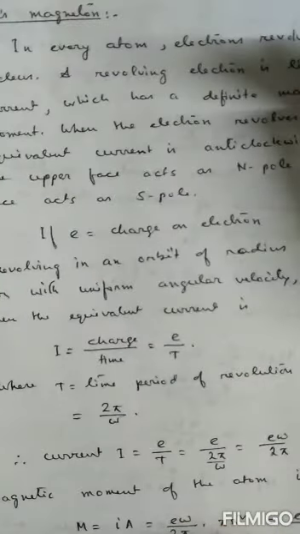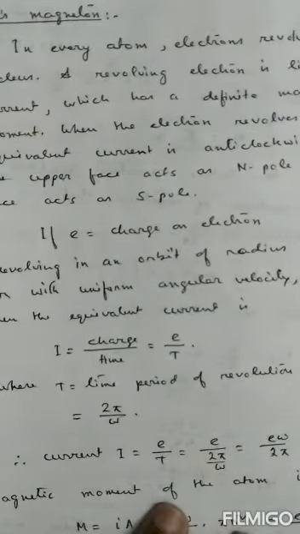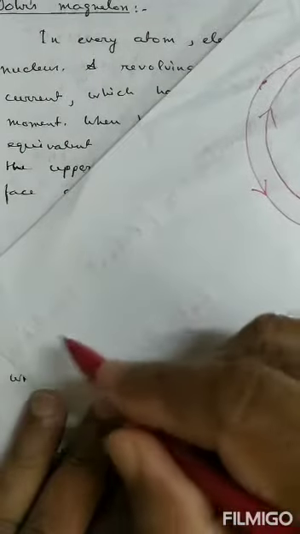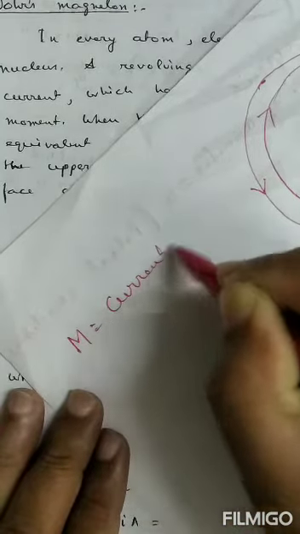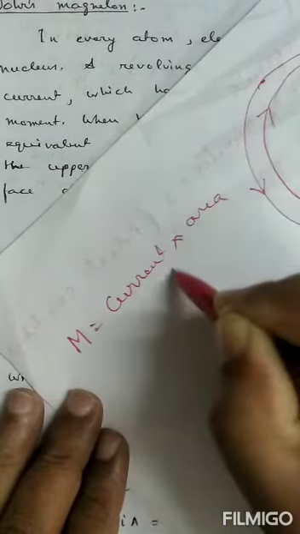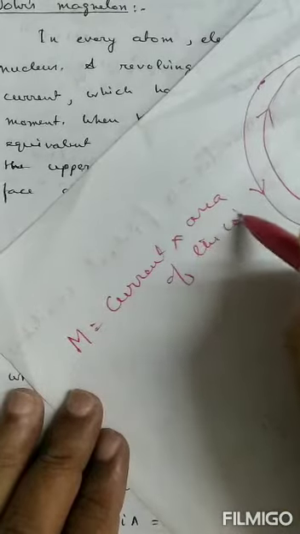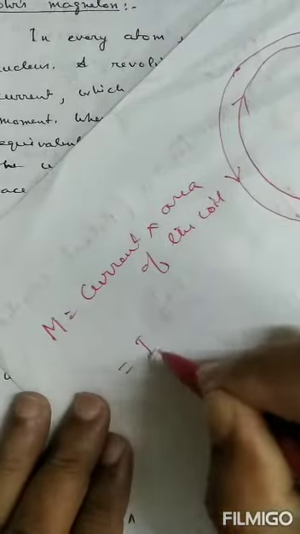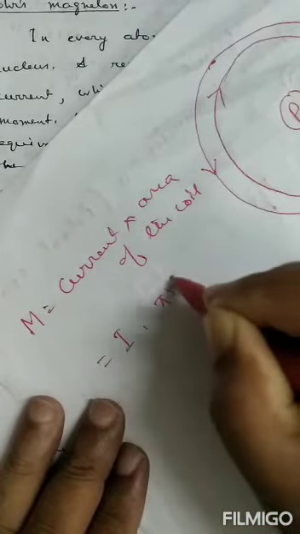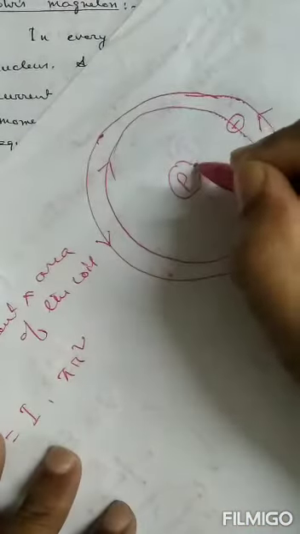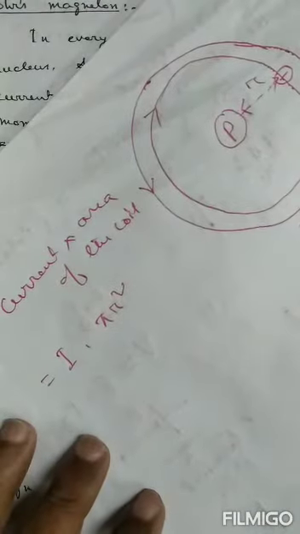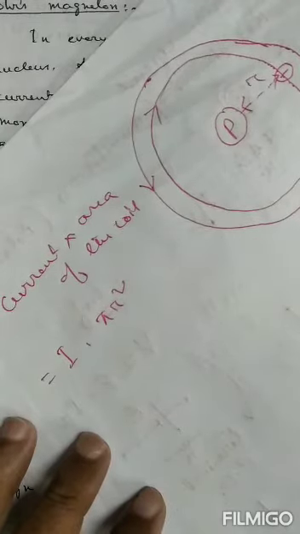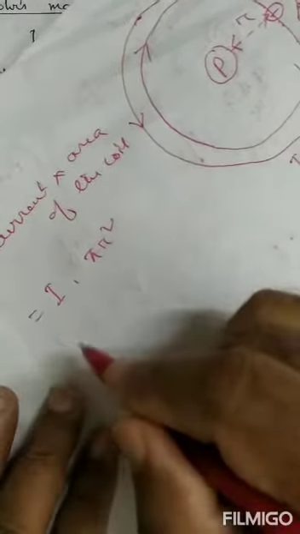So what is the dipole moment of a current carrying circular coil? Dipole moment is equal to current into area of the coil. Say current is I. What is area? Pi r square. What is r? r is the radius of the circular orbit in which the electron is revolving.